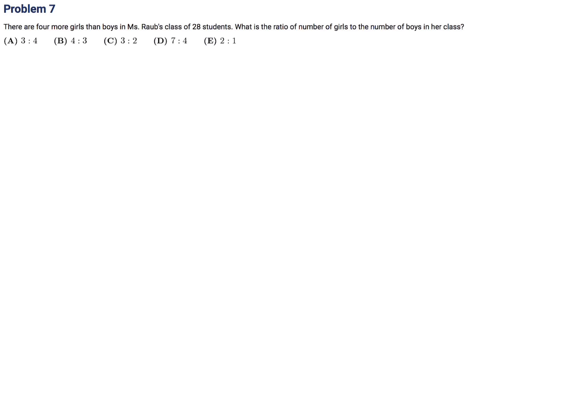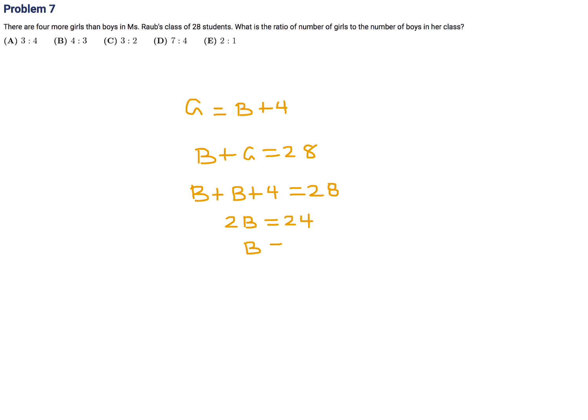There are 4 more girls than boys in Mrs. Rob's class of 28 students. What is the ratio of the number of girls to the number of boys? Well, girls is equal to B plus 4. And then we know that B plus G is equal to 28. So substitute this in, and we get B plus B plus 4 is equal to 28. And therefore 2B is equal to 24, and therefore B is 12. If B is 12, that means G is B plus 4, so G is equal to 16. So the ratio of the number of girls to boys, G over B, is 16 over 12. In lowest terms, that would be 4 over 3. So the answer is 4 to 3, which is B for number 7.